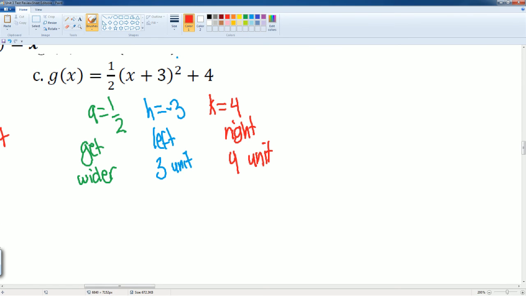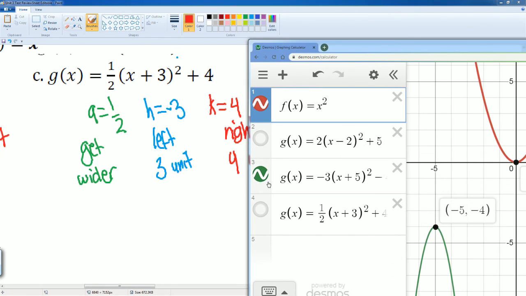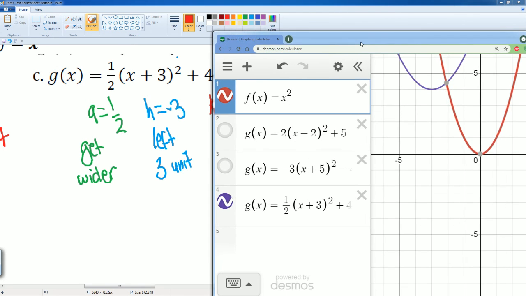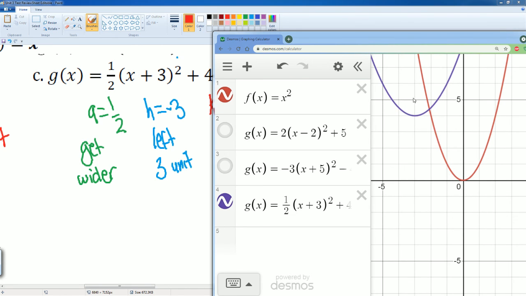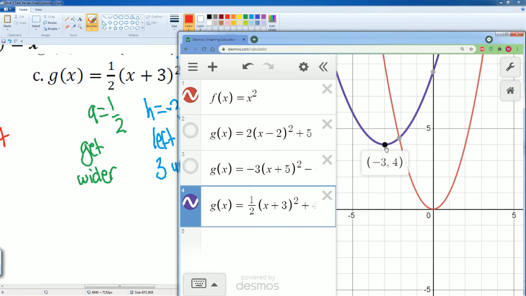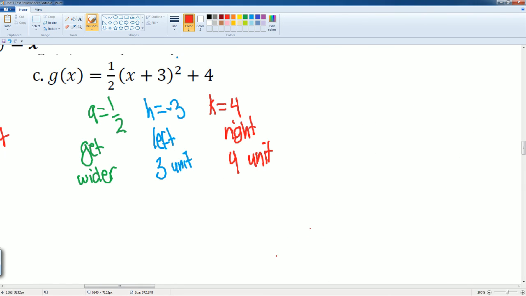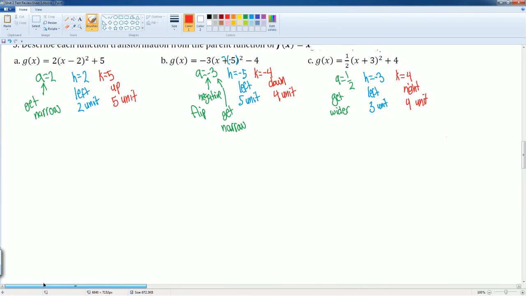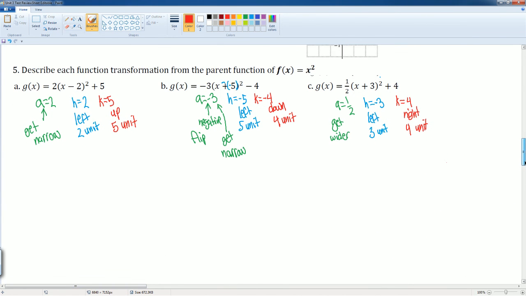Let's double check by graphing it. Now, notice that it did get wider. Notice that the purple is now fatter. It's wider. It went 3 units to the left and 4 units up, exactly like what we said. There you go. So that is how you describe it using your a, h, and k for number 5.